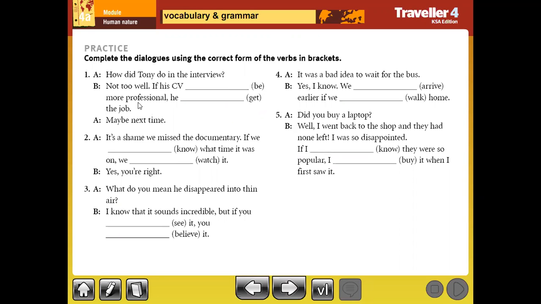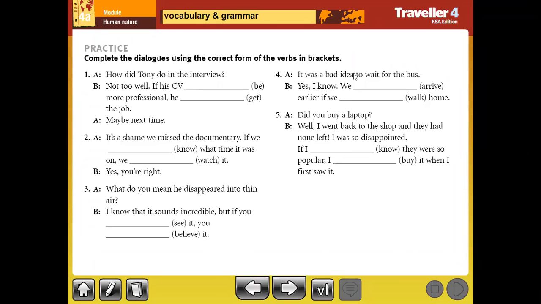Here we have the if clause, the third conditional. In the if clause, we said that we use the past perfect. And in the main clause, we said that we use would or could plus have plus past participle. Answer the first item, number one. Write your answers in the chat box. We have Muhammad Al-Asmari, Ahmed Waleed. Who else? Who will participate with us?